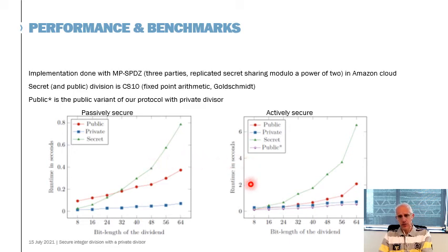And in the actively secure case, you have a similar picture. You have a blue line, which is our private divisor. Our version of the public divisor is indeed below the blue line. The red line, public divisor of MP-SPDZ, is again above the blue line. And the green line is again the highest of all, highest complexity.